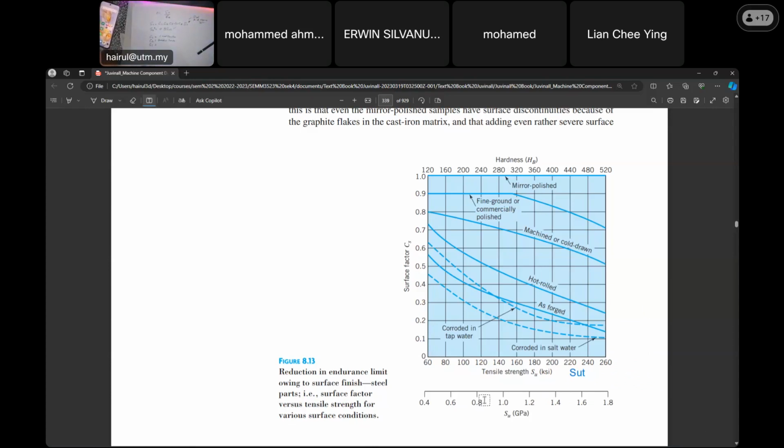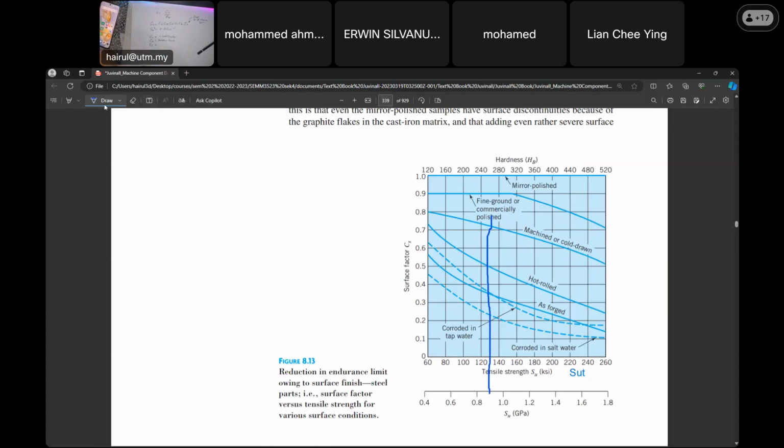So you convert to megapascal. For example, 800 megapascal is 0.8 gigapascal, right? So for 0.8 you go for the value here. What is the SUT value? This one in megapascal, you put here. Bring it up, class. Are you watching? Until it intersects. If the question says the shaft is machined, it didn't say polished, so you will intersect here.